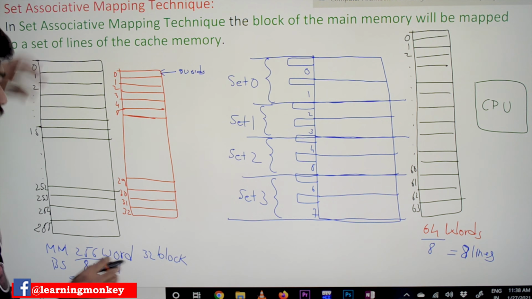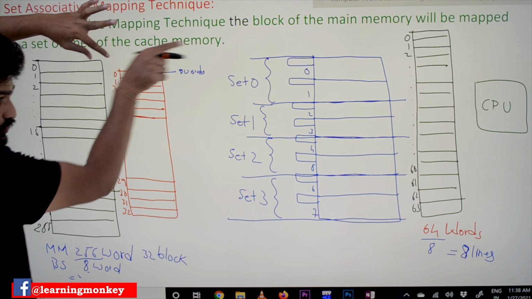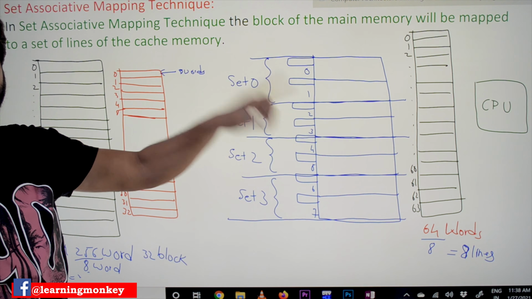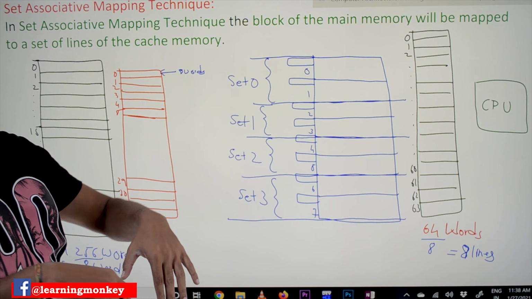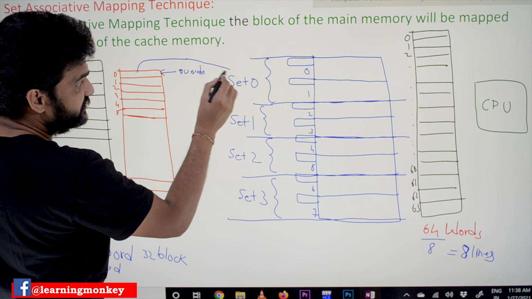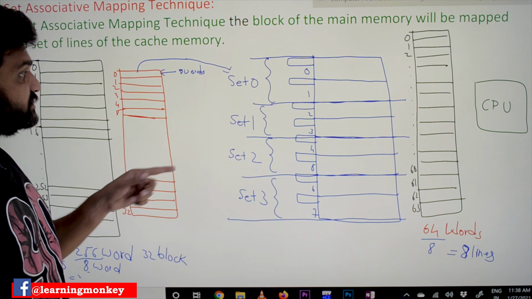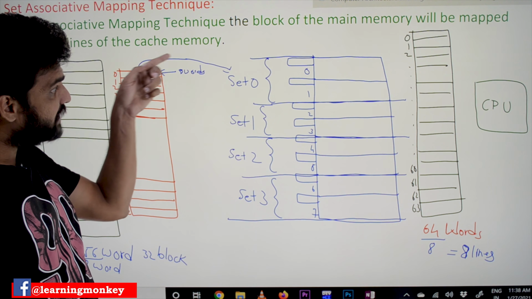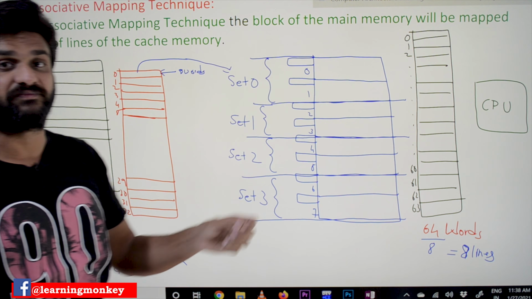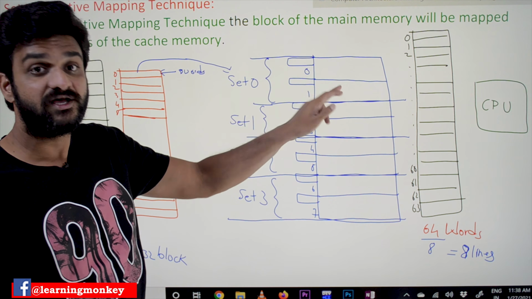How can we say that? In direct mapping, every block is mapped to a particular line of the cache memory, whereas in set associative mapping, every block of the main memory is mapped to a particular set. For example, if we consider the 0th block, it is mapped to set 0. Whenever we want to transfer this 0th block onto the cache memory, it has to be mapped only onto set 0. In set 0, how many lines are there? 2 lines are there.